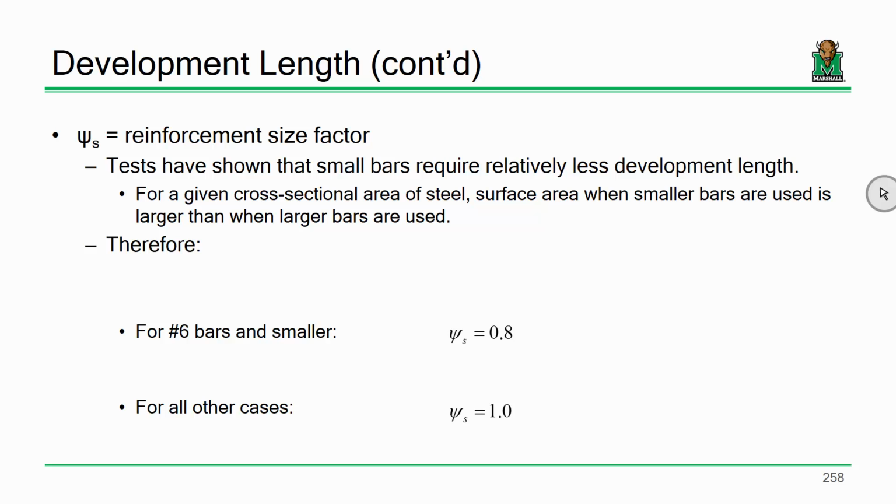Again, if your psi value goes up, that's sort of a worst case scenario. You need more development length to generate that capacity. If psi gets smaller than 1, it's like, hey, we're getting a benefit for something. This is a benefit. So if you're dealing with smaller bars, like number 6s and smaller, you can use a psi value of 0.8 for your size factor. Otherwise, it's your default value of psi of 1. Sound good?